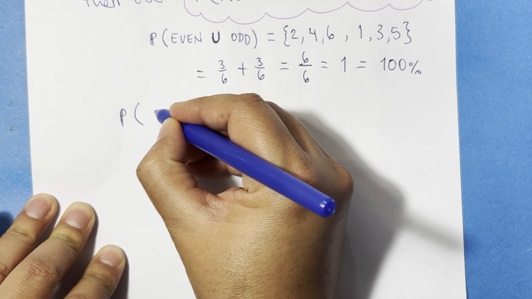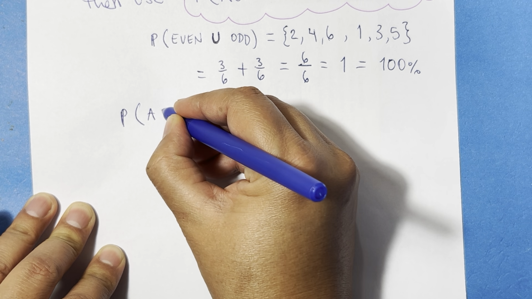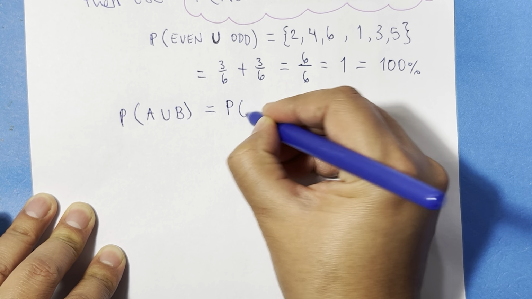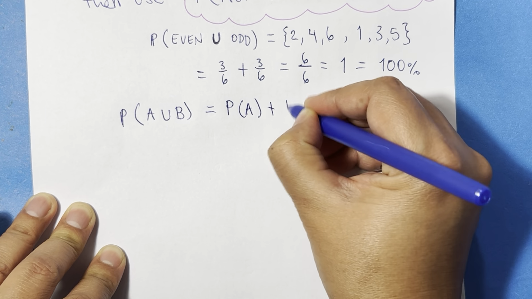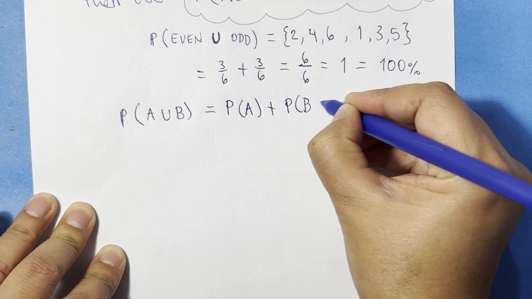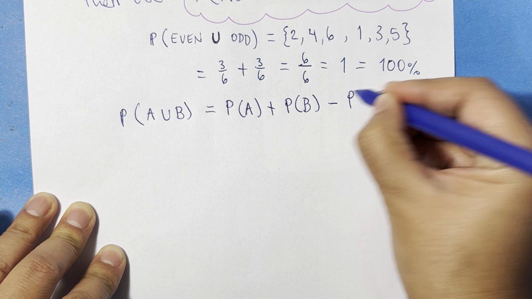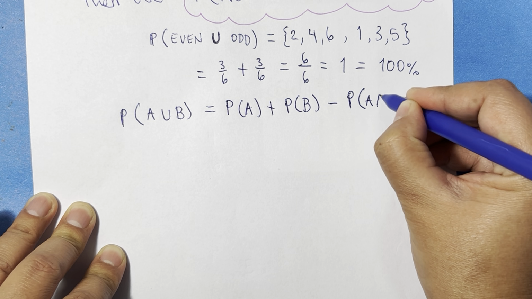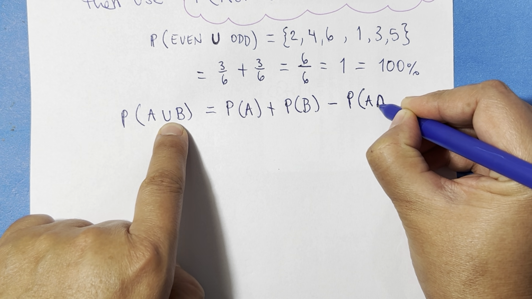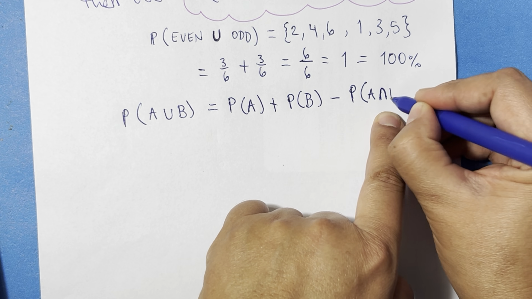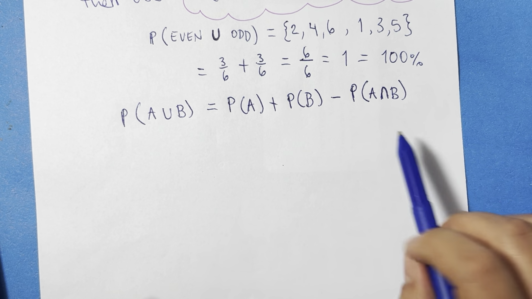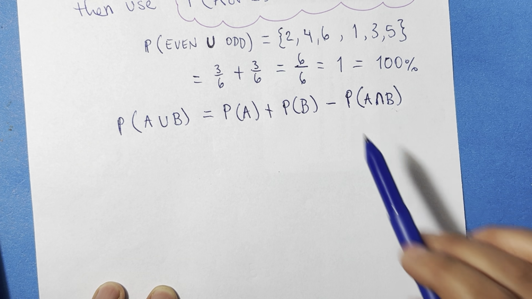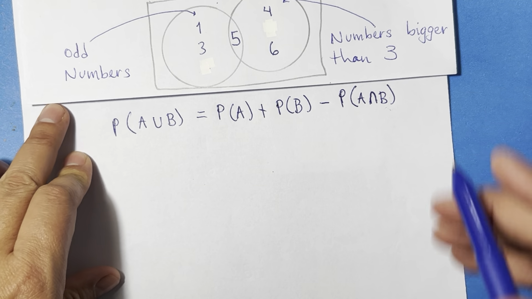The probability of event A or event B happening is equal to the probability of event A plus the probability of event B minus the probability of event A and B happening. Notice that in here we have "or" and "and" probability of events. A and B happening means that's the part where they overlap. So let's go back to this example.